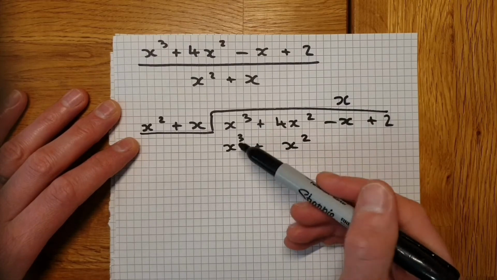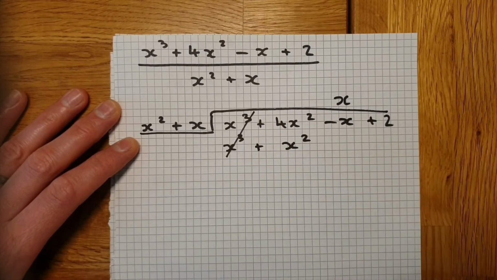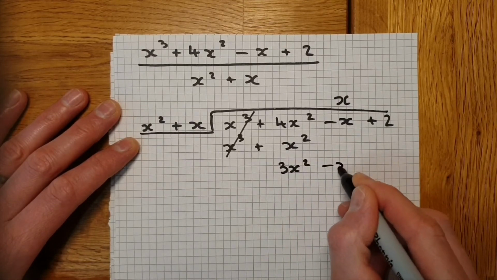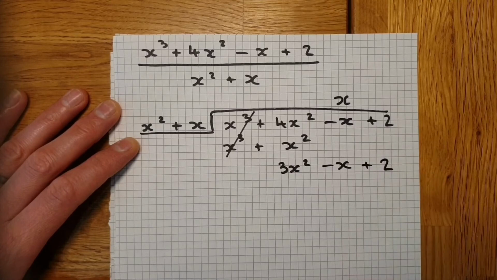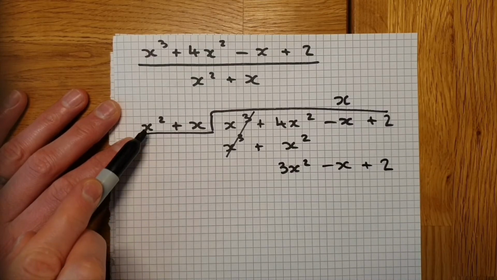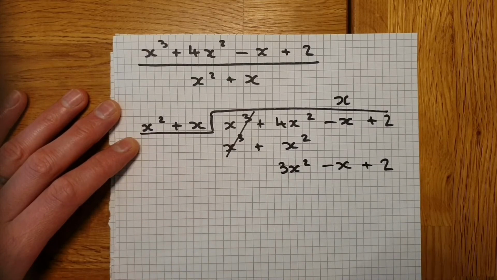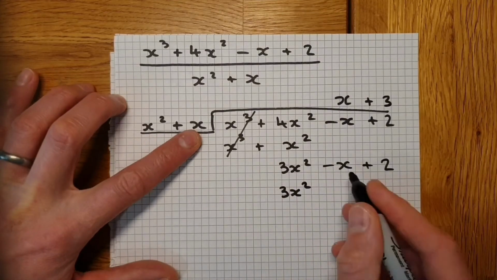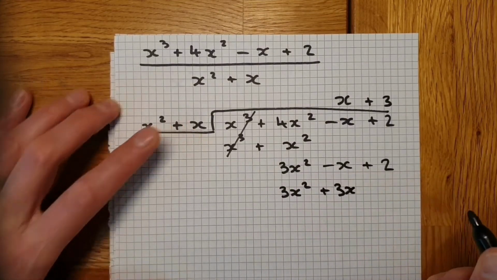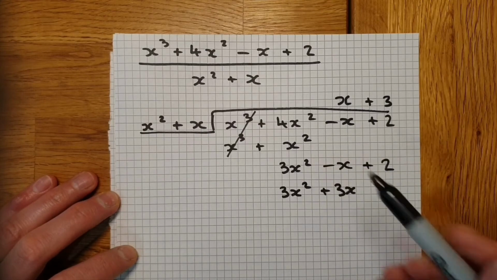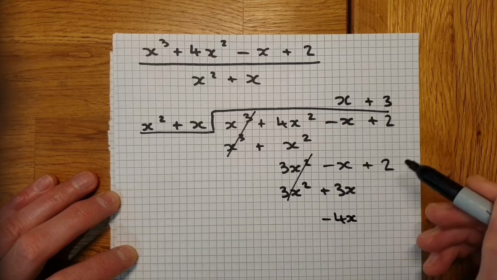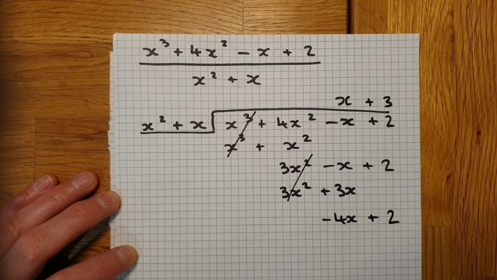Then subtract, so x cubed take away x cubed cancels, 4x squared take away x squared is 3x squared, negative x take away nothing, 2 take away nothing. We then have to think what we're going to multiply x squared by to make 3x squared. Well, that would be 3. So you put your 3 here, times this by 3. We then subtract, so 3x squared take away 3x squared cancels out, negative x take away 3x is negative 4x, 2 take away nothing is just 2.